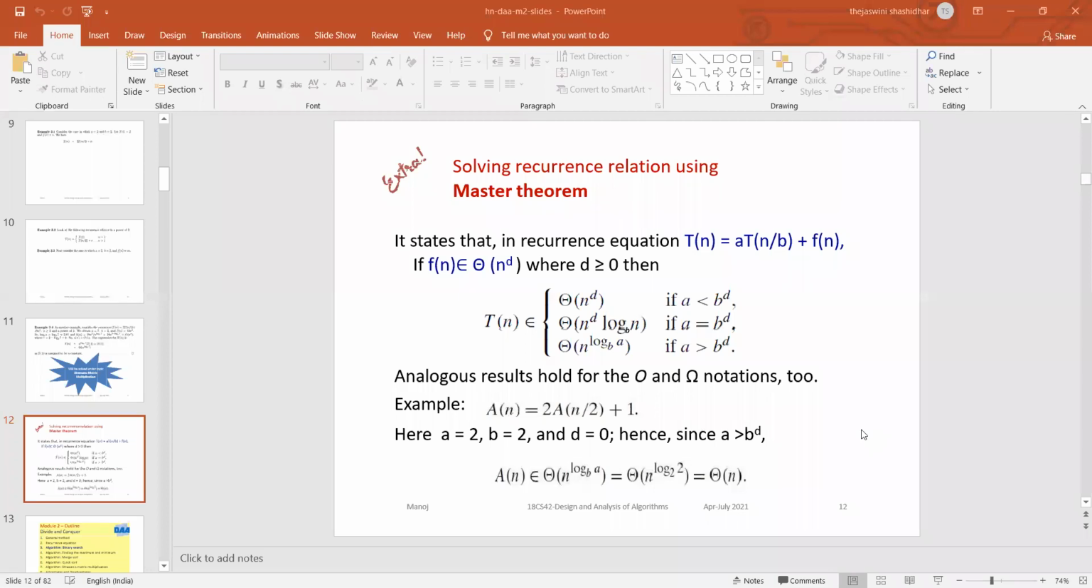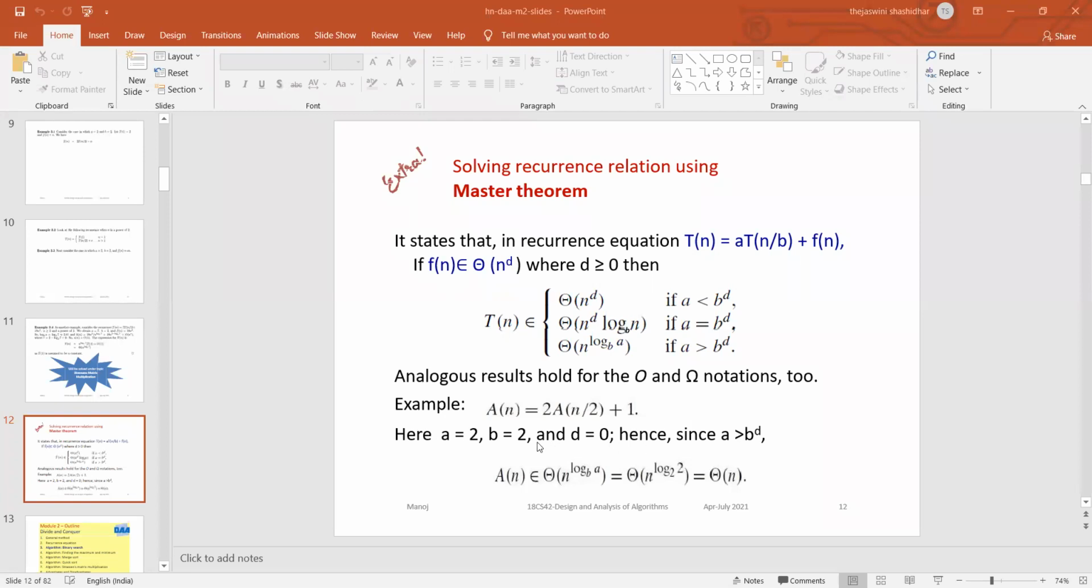I will tell you again if you didn't understand. Kindly remember, for our problem a is 2, b is 2, and f(n) is 1. Now you substitute 1 here. 1 belongs to n to the power something. When you want the value 1, anything to the power 0 will get you 1. So that's why you put d equal to 0.